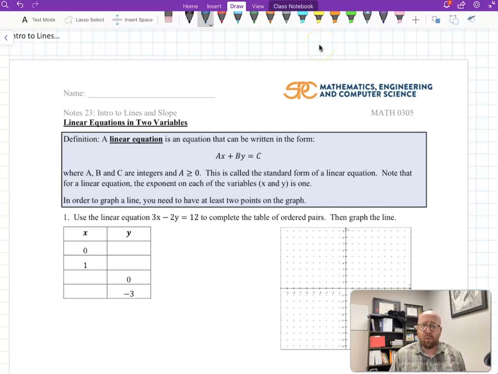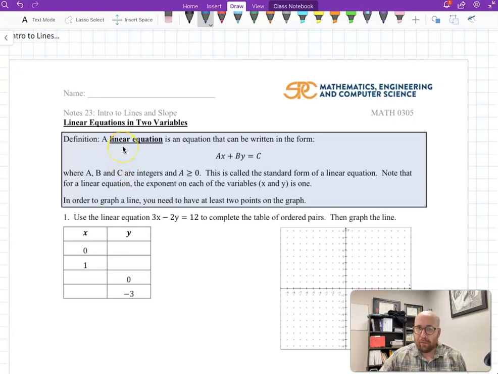Notes for assignment 23 are Introduction to Lines and Slope. So if you remember in the last homework set, in the last notes for 22, we were doing something very much like this, where we had an equation and we completed a table and we plotted the points. We're going to be doing very much the same stuff today.